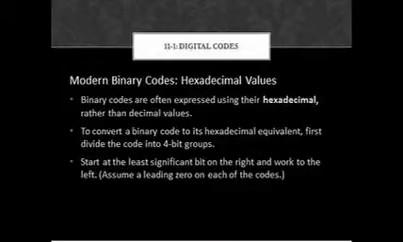The other one is the hexadecimal values. Binary codes are often expressed by using their hexadecimal rather than decimal values. To convert binary code to its hexadecimal equivalent, first, divide the code into 4-bit groups, starting at the least significant bit on the right and working to the left, assuming a leading zero for each code.